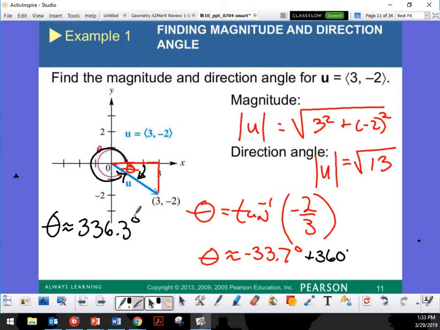Now, you're always going to find the angle from, this is going to be 0 right here. It's kind of like the unit circle. I'm starting here, and I go this way around. So wherever my direction goes, I need to start here and go around.